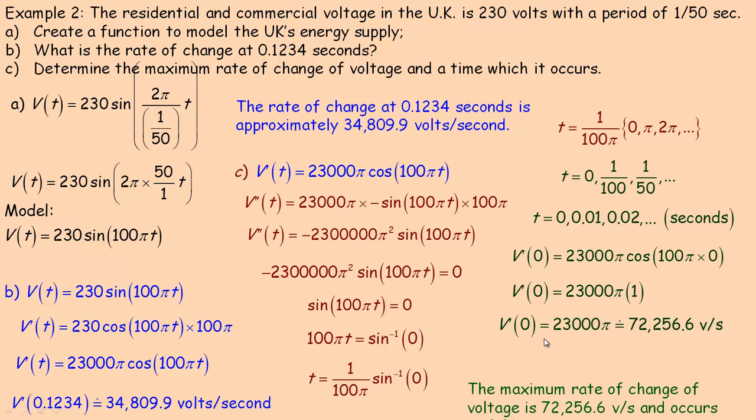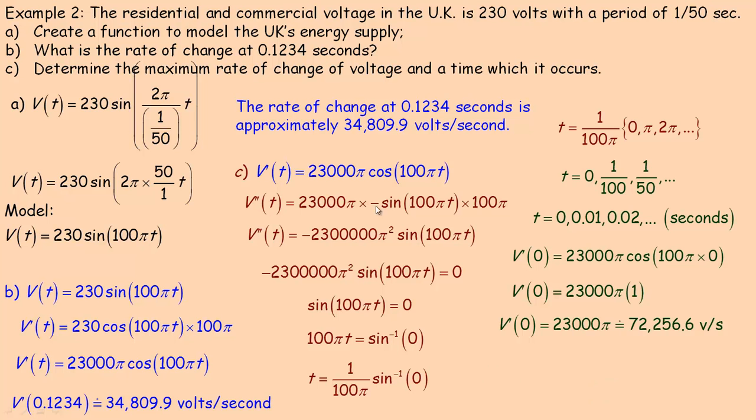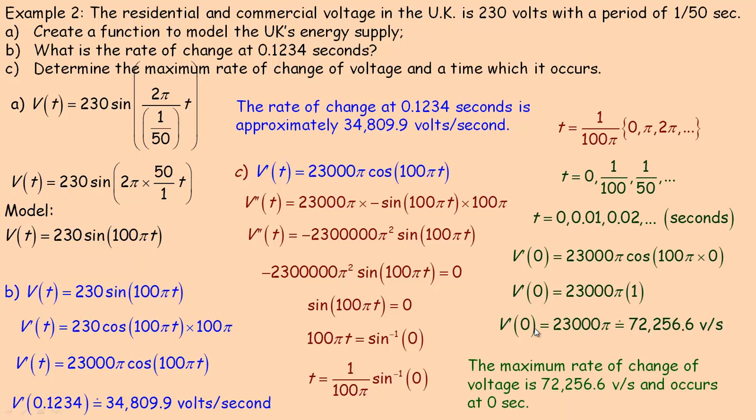So I'll put my concluding statement up here. The maximum rate of change of voltage is 72,256.6 volts per second, and it occurs at 0.01 seconds, 0.0 seconds, at any of those. So that's the rate of change of voltage at 0. So the maximum rate of change of voltage is the 72,256.6 volts per second, and it occurs at 0 seconds.